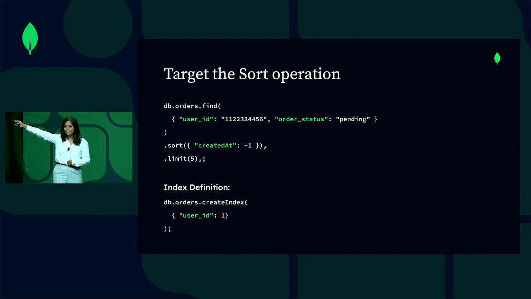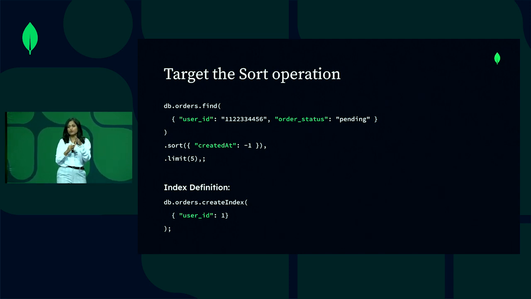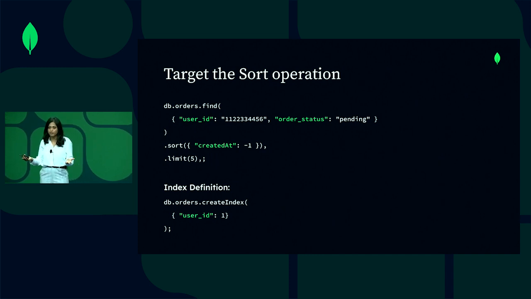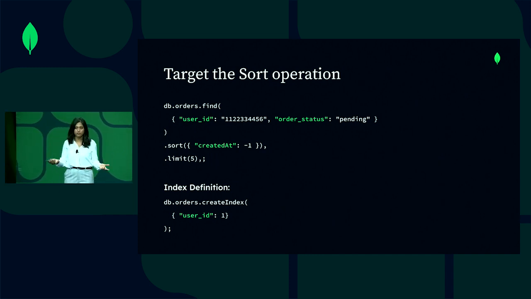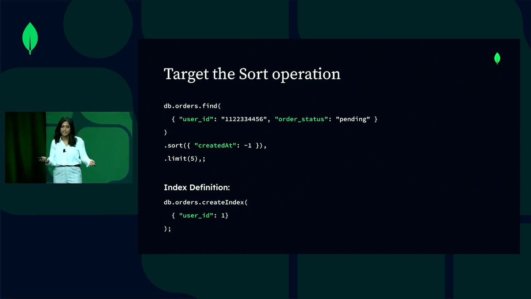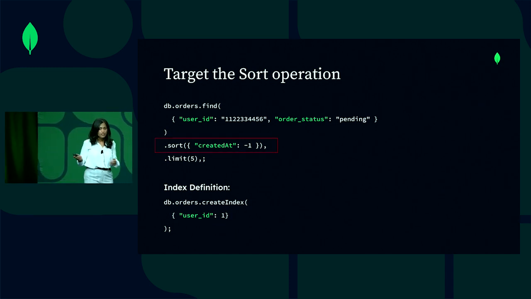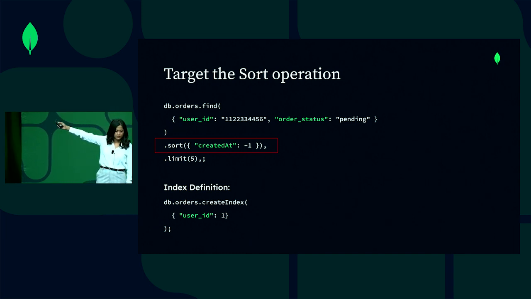If we use user ID right here as an index, it will now narrow it down to a specific user, and you only have to go through a few documents for order status pending. If this person hasn't really ordered more than 10 orders, it's a really easy query. So now you've saved all that time. But you see this sort right here.